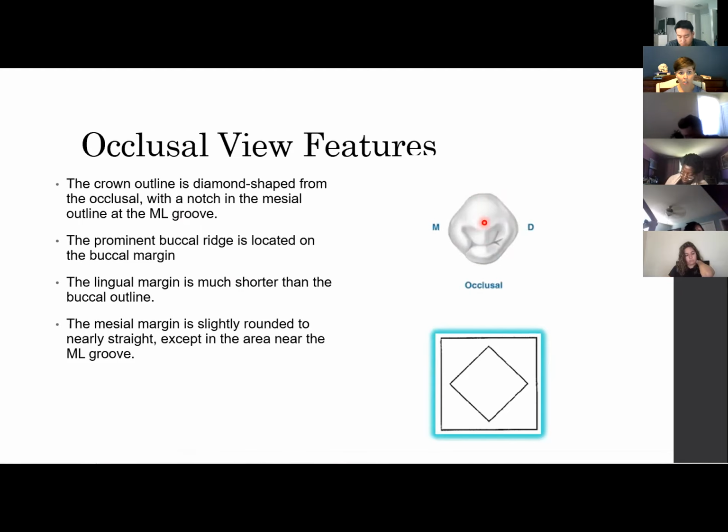The lingual margin is much shorter than the buccal outline. And then the mesial margin is slightly rounded to nearly straight, except in the area near the groove. So it's nearly straight and rounded, whereas there's that little divot there.